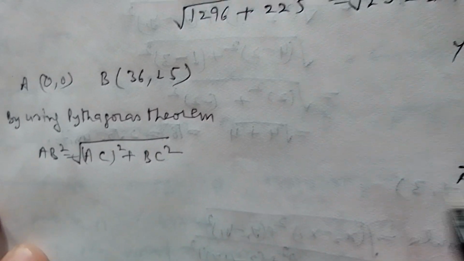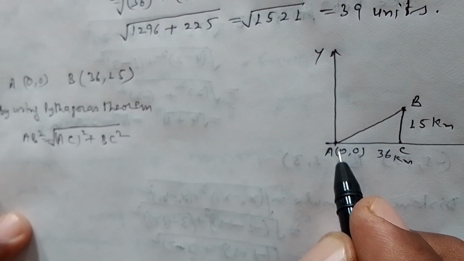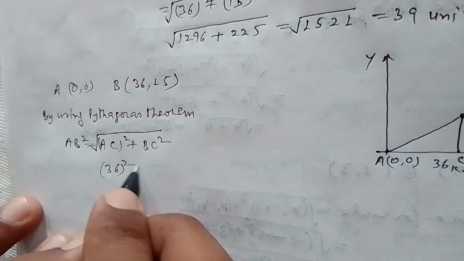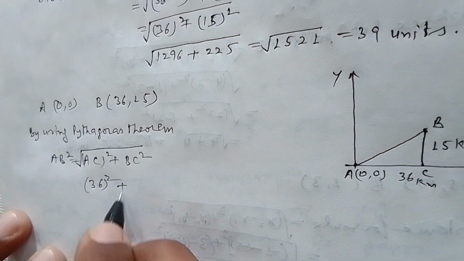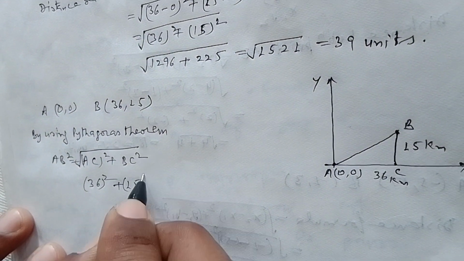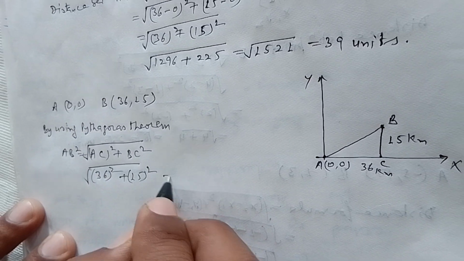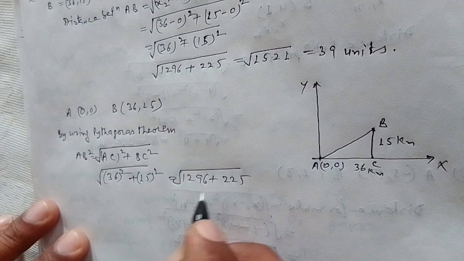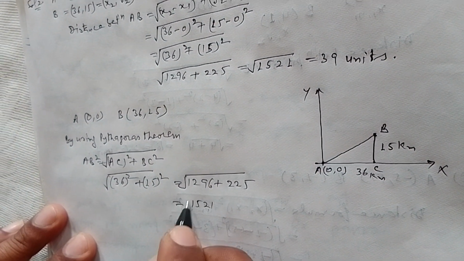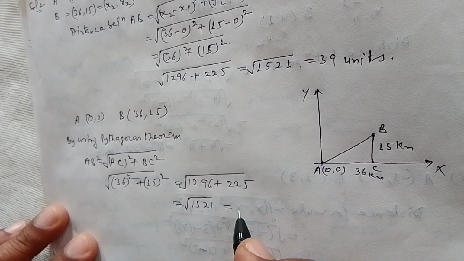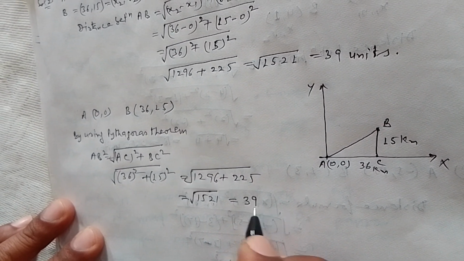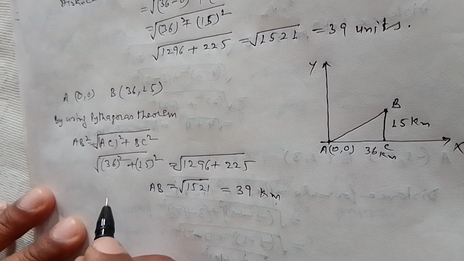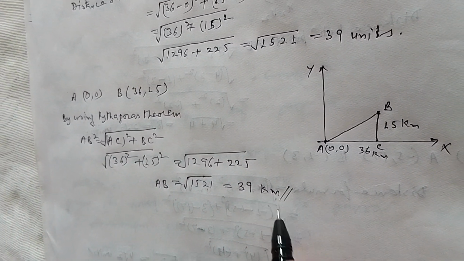So by putting the values, it will come out to be 36 square, because A to C is 36 distance, and B to C is 15 distance, so that is 15 square. That again comes out to be 1296 plus 225. On summing these, we will get 1521 under root. On further simplification and removing the under root, we will get 39 kilometers. That is the answer of the second part of the second question. So with this we have completed the second question.